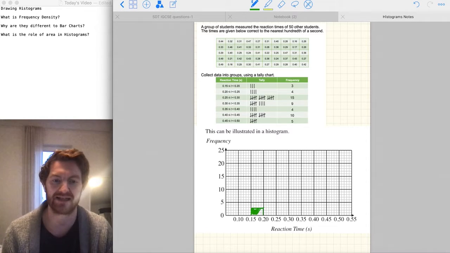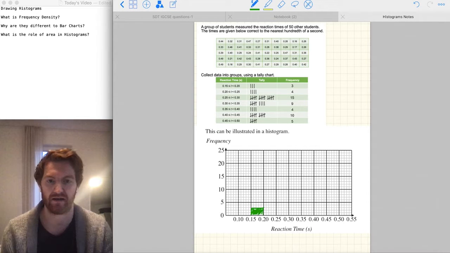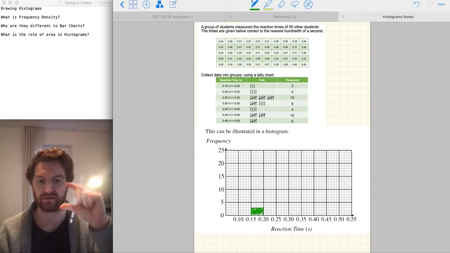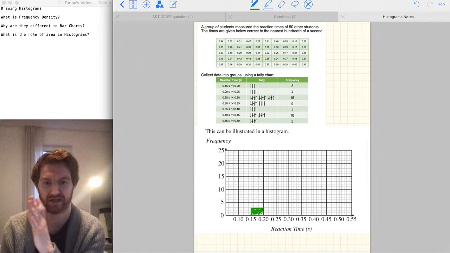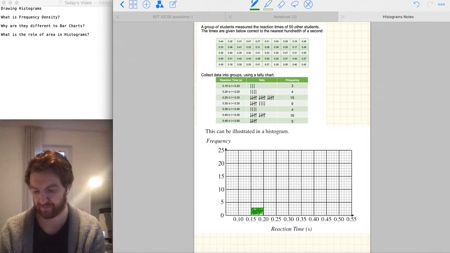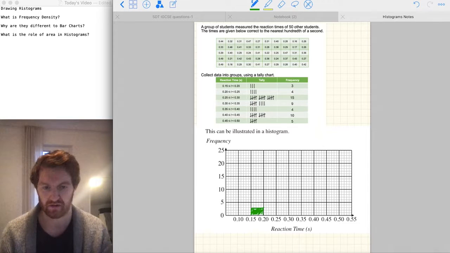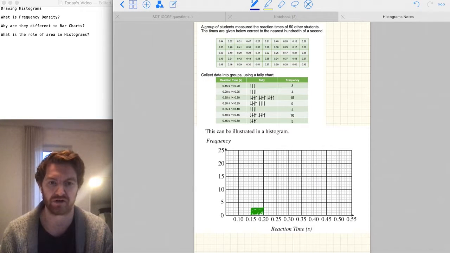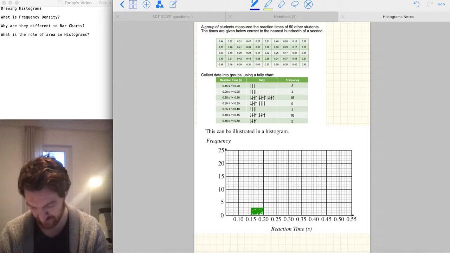Notice that the height is 3, because the frequency is 3. But we've gone from 15 to 20. We start at 15, we go to 20, and we stop. Okay, the next one starts at 20, goes to 25, and is 4 tall. So we go up 4, across, and down, and then again we'd shade it in.